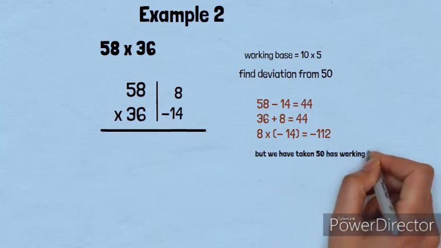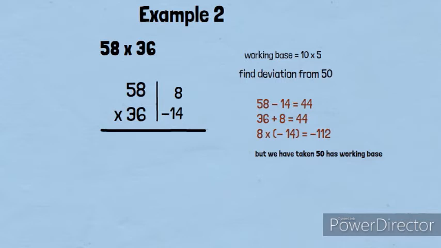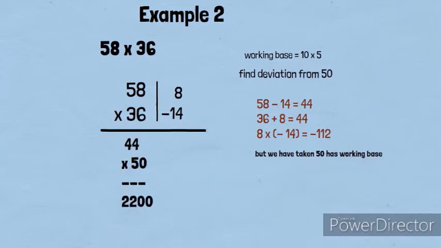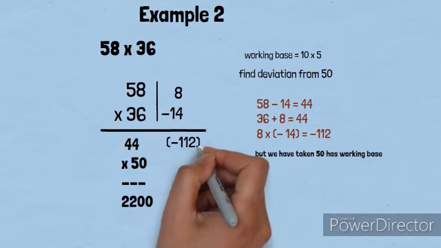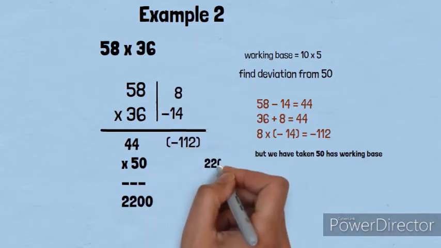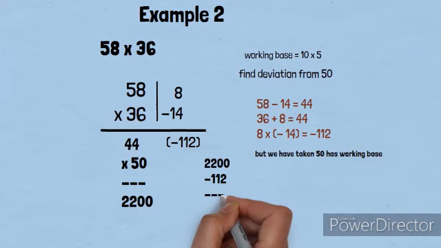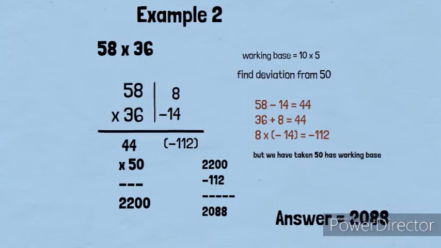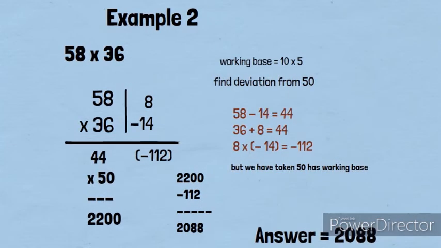Since we have multiplied 10 times 5 to get 50, we have to multiply the LHS times 5. But since our product is negative, we have to bring down a 0. So now we're multiplying 44 times 50. That gives us 2,200. But since our product is negative, we have to subtract. So 2,200 minus 112 gives us 2,088. Our answer is 2,088.